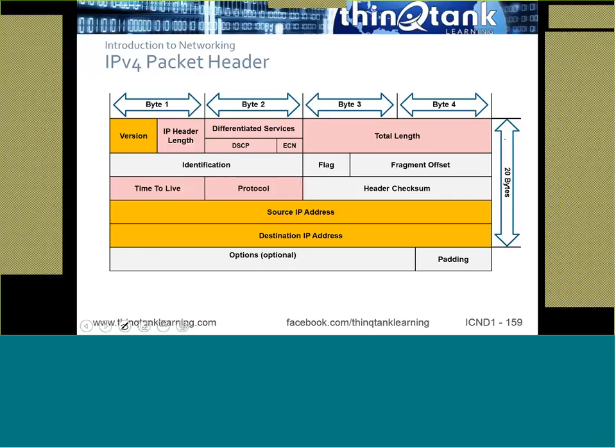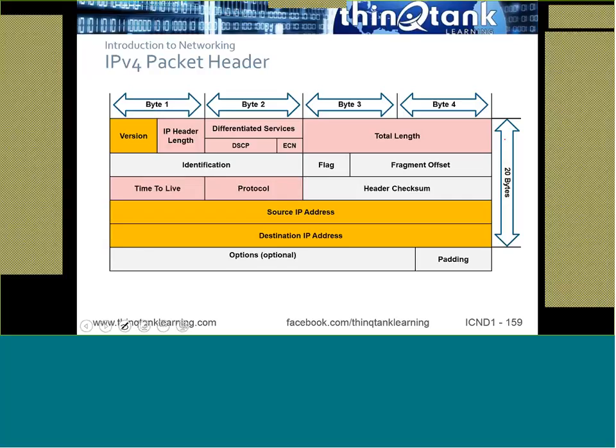Why would it not decrease the value going through a switch? Because the switch doesn't look at the IP header. That's right. Switches are layer 2. Switch never looks at this stuff. This is layer 3. Switches operate at layer 2. So as far as the switch is concerned, this is just data. Does that make sense? All right.